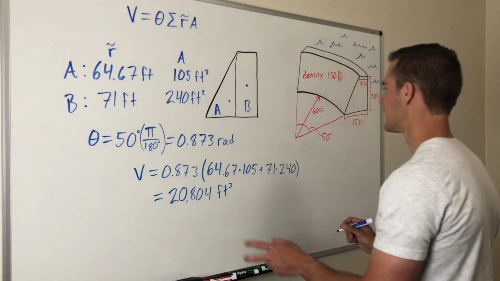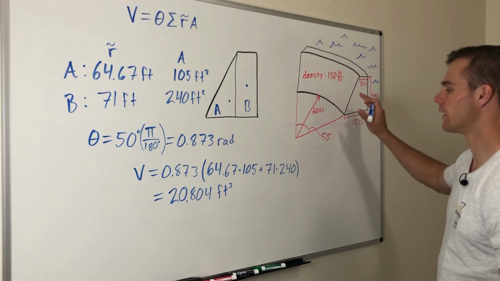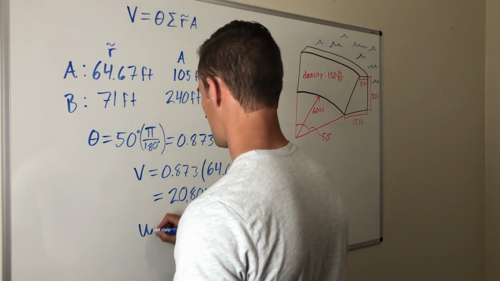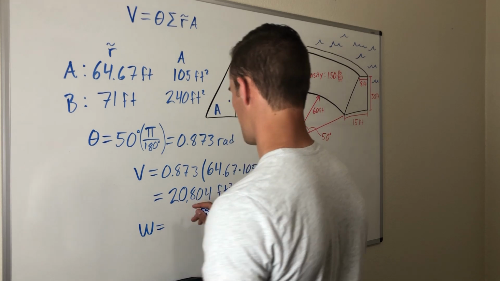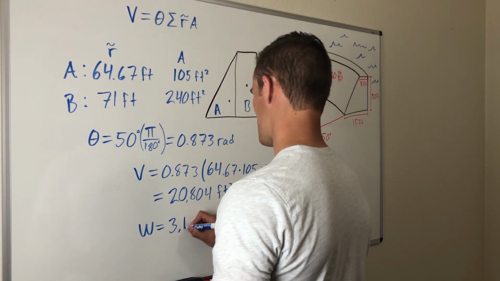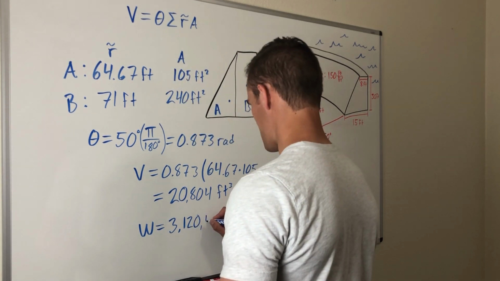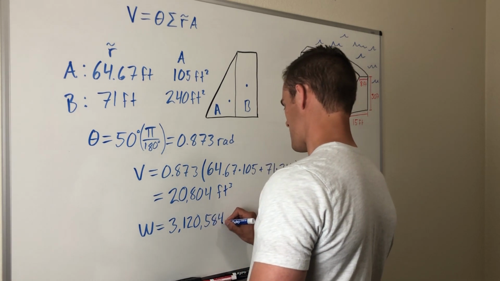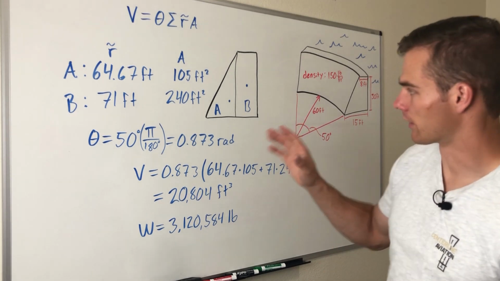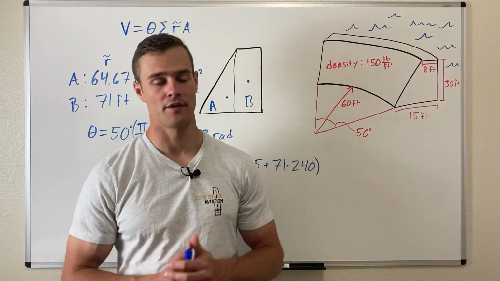So there's our volume. Now we need to multiply that by our density to find the weight of this entire concrete wall. And that is going to be W for our weight. 20,804 multiplied by 150 is 3,120,584 pounds. So our concrete wall weighs a little bit more than 3 million pounds, and that's pretty heavy, but that's to be expected, I guess.